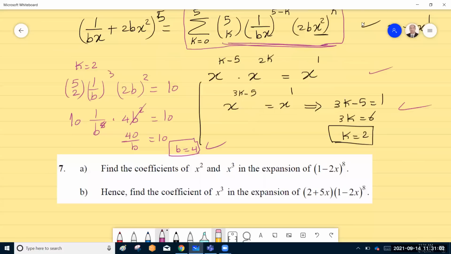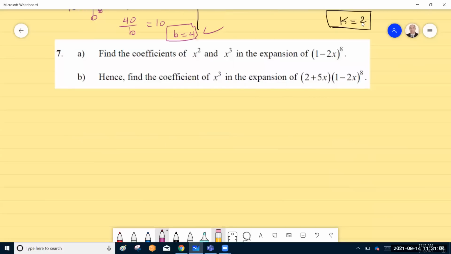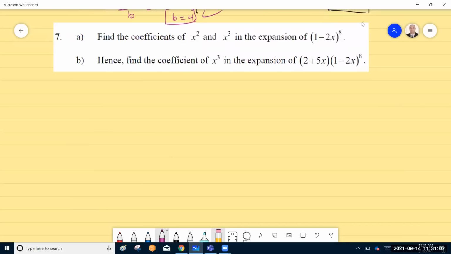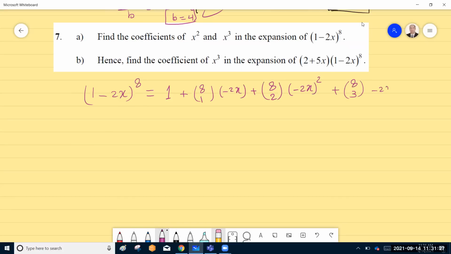This is the answer. Number 7 here, find the coefficient of x squared and x cubed in the expansion, very simple also, of 1 minus 2x to the power of 8. The answer is, the first term is always 1, plus 8c1 into negative 2x, plus 8c2 into negative 2x squared, plus 8c3 into negative 2x to the power of 3. Don't forget, find the coefficient of x squared. I want this coefficient and this coefficient.